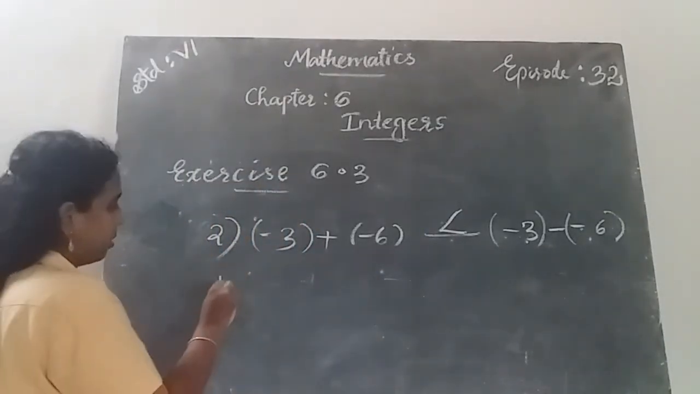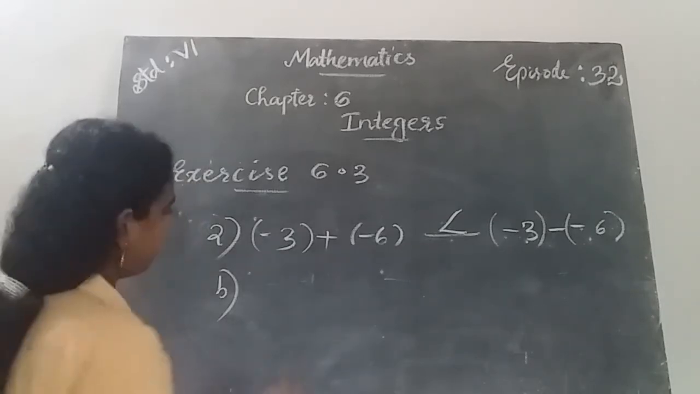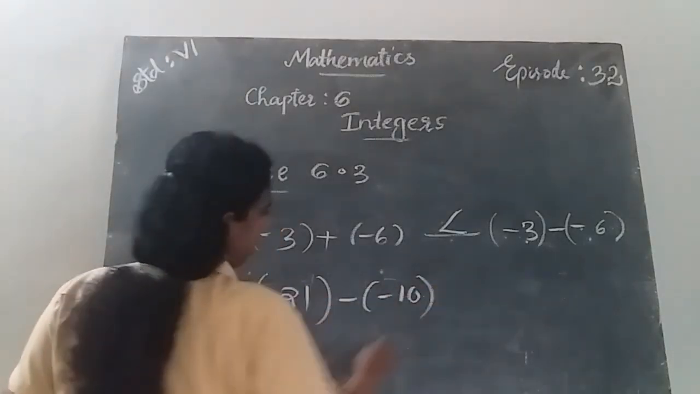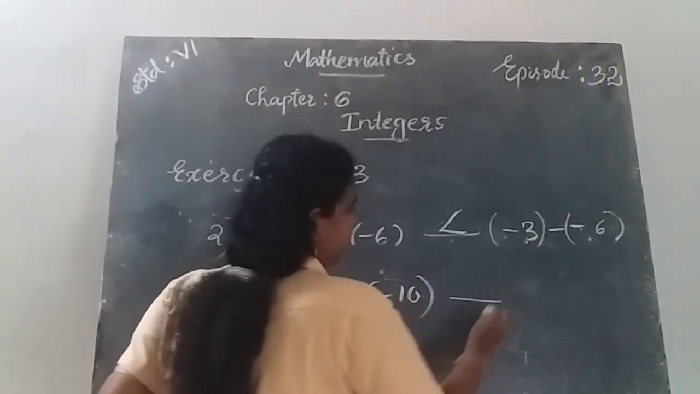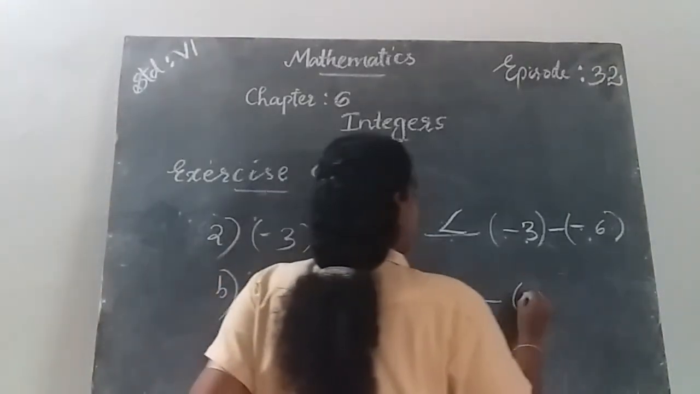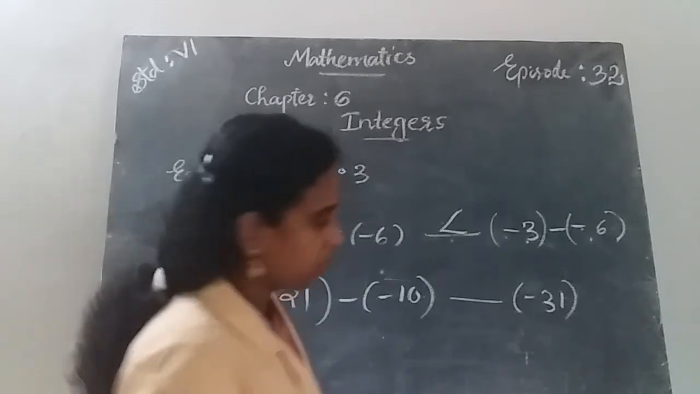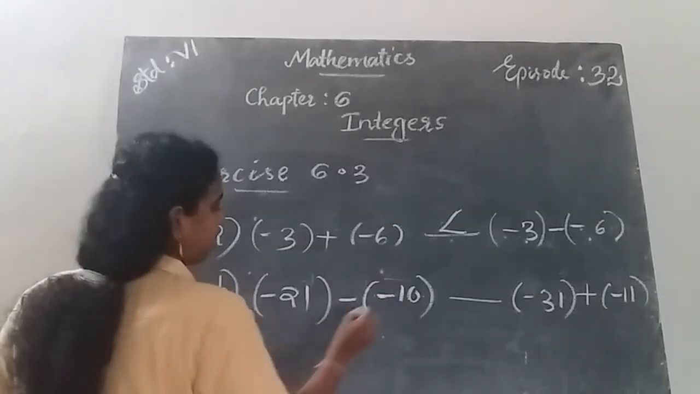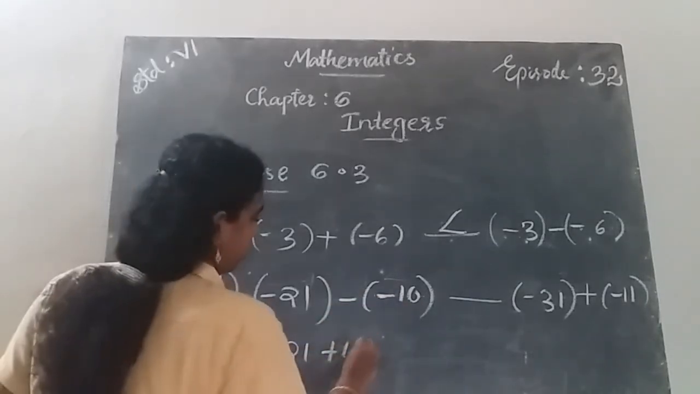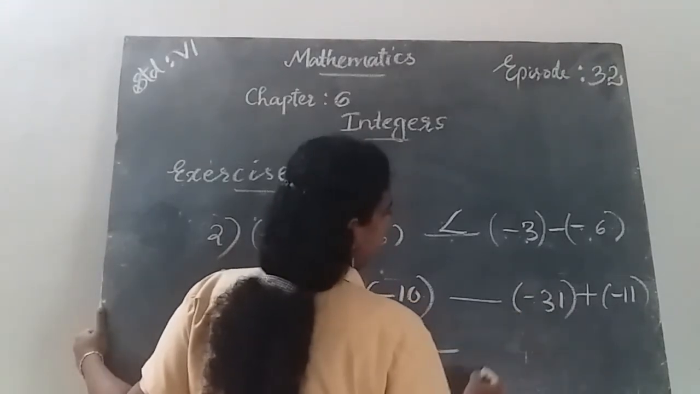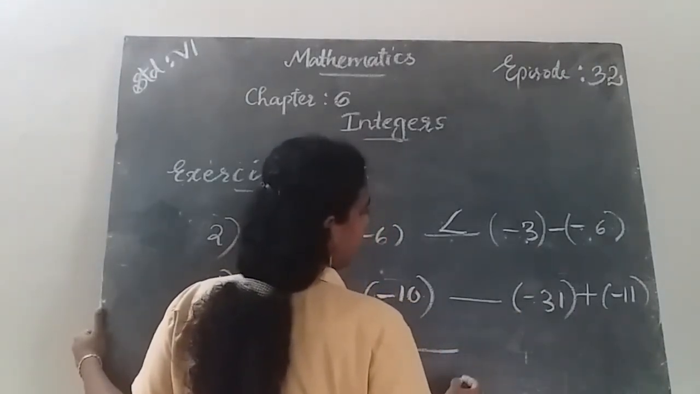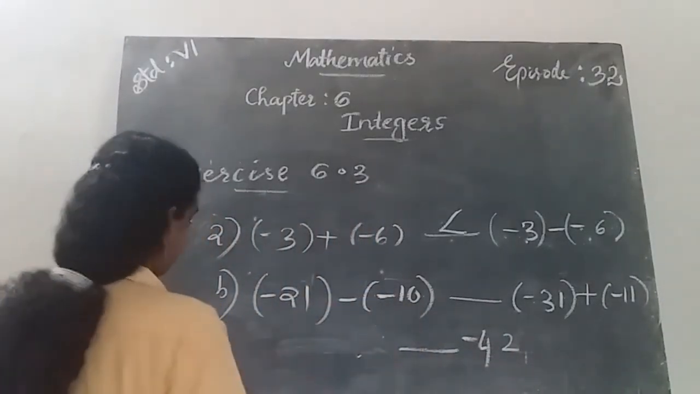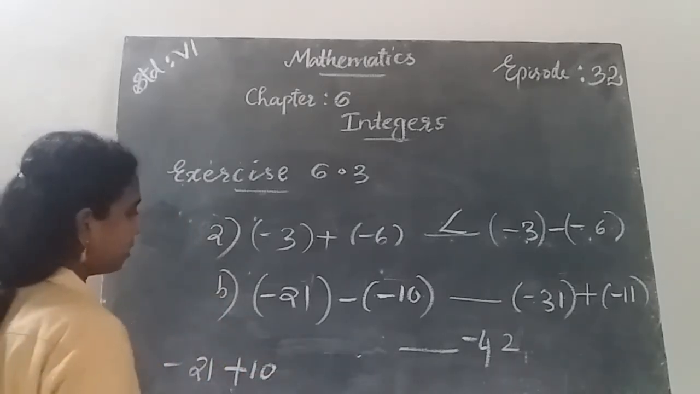Then the next question. Negative 21 minus negative 10, a space for putting the sign, negative 31 plus negative 11. Okay. So here these two minuses become positive. And here negative 31 plus negative 11 we get negative 42. Negative 21 plus 10 we get negative 11.